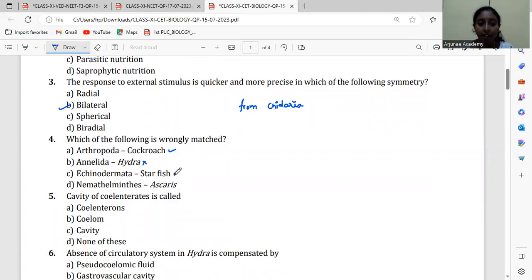Echinodermata, starfish. Yes, starfish is an example of Echinodermata. And the next option, Ascaris is an example of Nemathelminthes. Right. So the answer is option B.